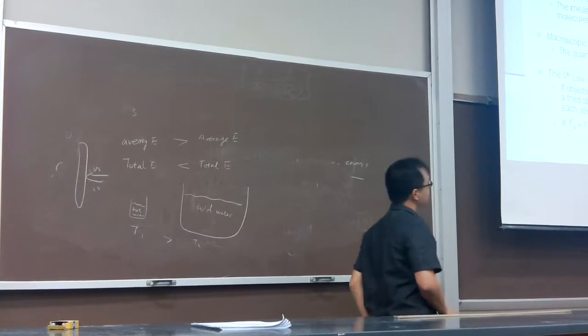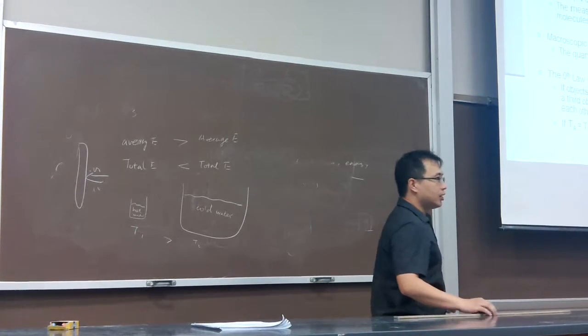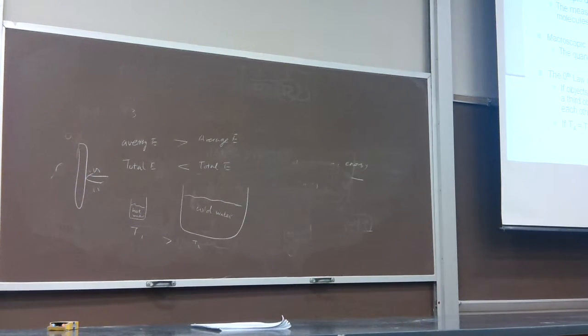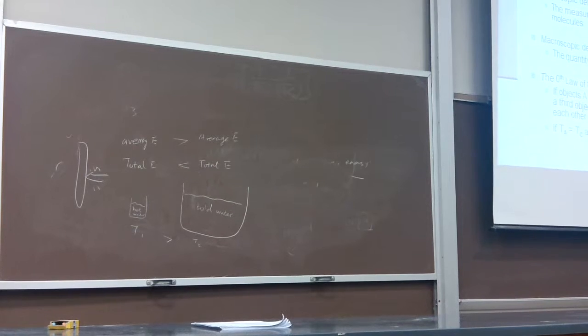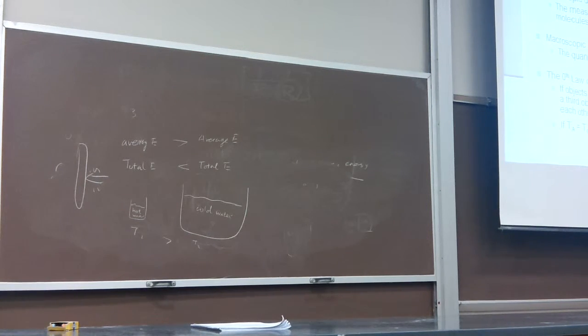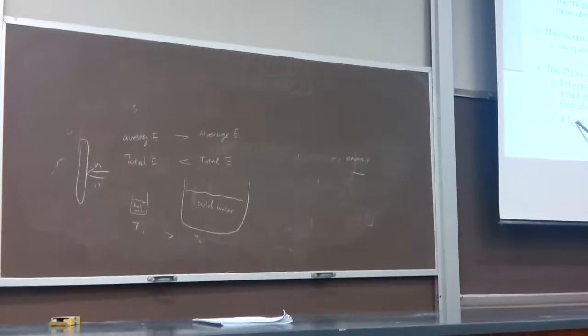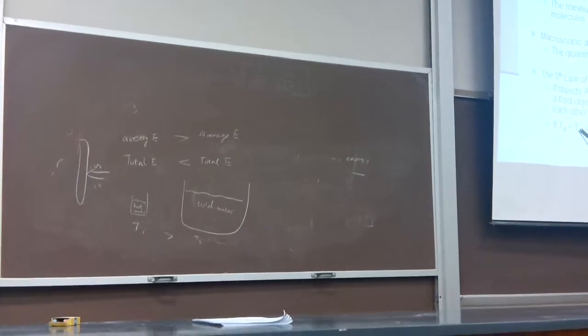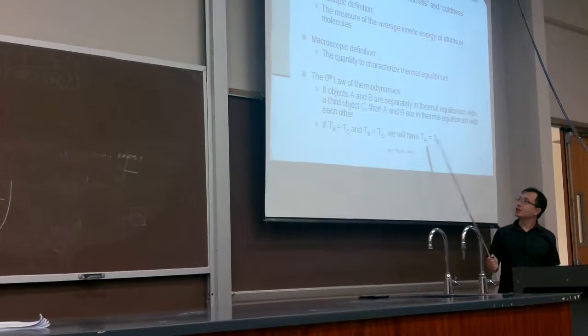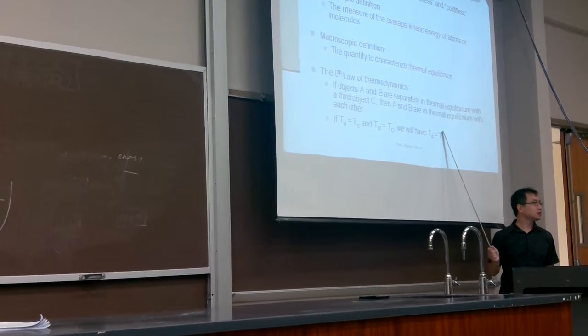Now, let's talk about the zeroth law of thermodynamics. The statement of this law is quite funny. It says, if A and B are separately in thermal equilibrium with object C, then A and B are in thermal equilibrium with each other, even if they don't touch each other. The statement can be translated into temperature like this. If you have three objects A, B, C, and TA equals TC, and TB equals TC, this law says that TA has to be the same as TB.